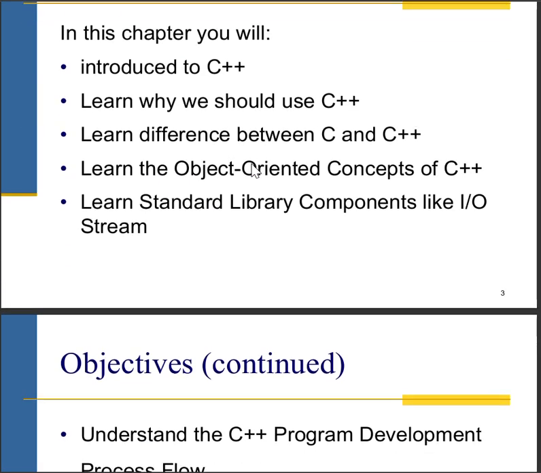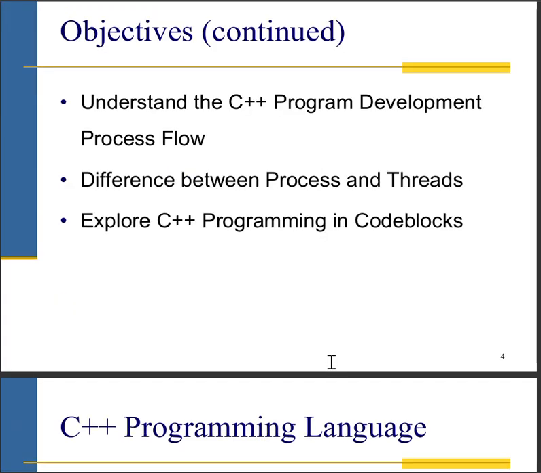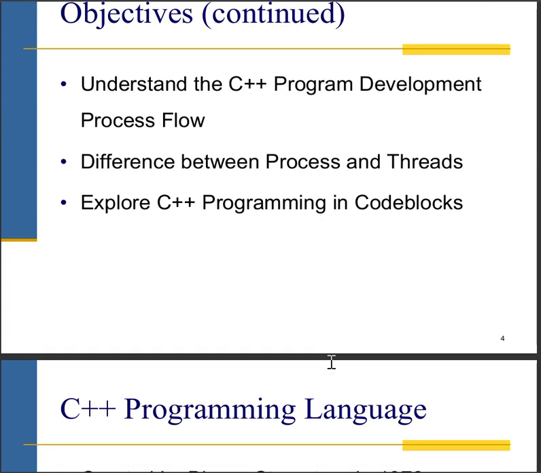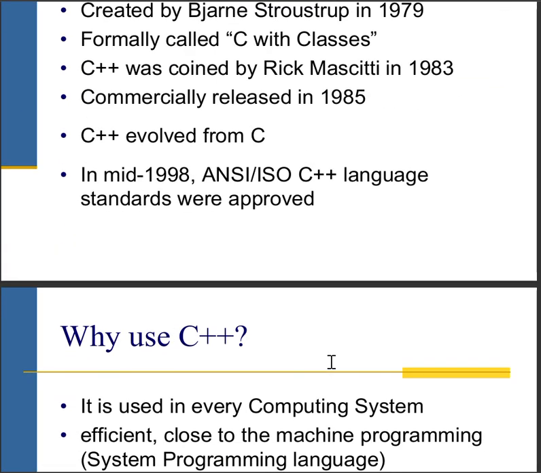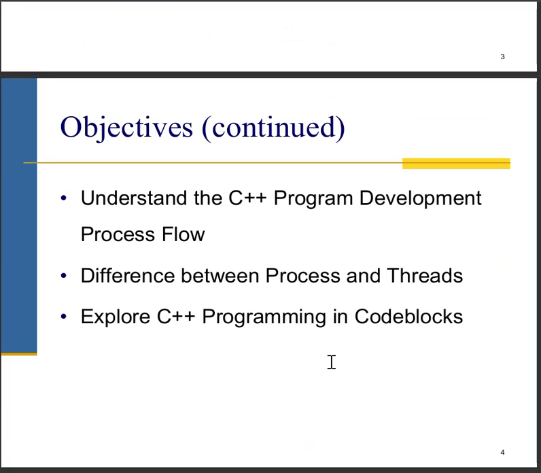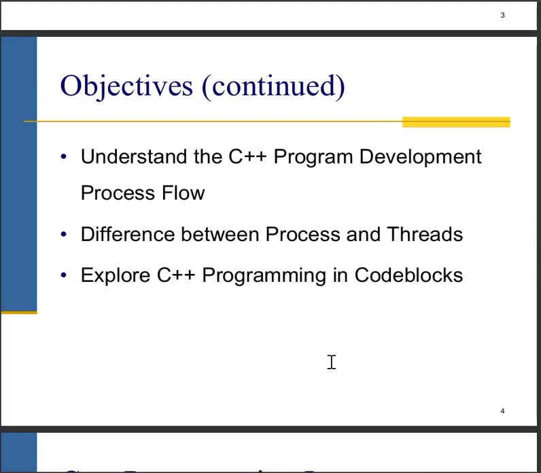The main objective in this chapter will be to be introduced to C++, understand how it differs from C, explore object-oriented programming, and learn about components like input and output streams. We will also look at the development process, threads and processes, and get started with Code::Blocks. Okay, so those were the objectives.